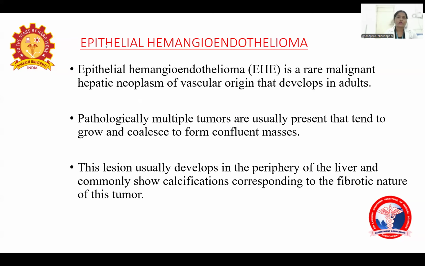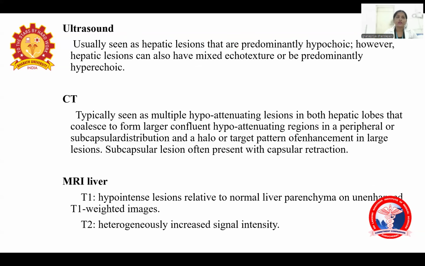Next, moving on to epithelioid hemangioendothelioma. It is a rare malignant hepatic neoplasm of vascular origin that develops in adults. Pathologically, multiple tumors are usually present that tend to grow and coalesce to form confluent masses. This lesion usually develops in the periphery of the liver and commonly shows calcifications corresponding to the fibrotic nature of the tumor. In ultrasound, they are seen as hepatic lesions that are predominantly hypoechoic. However, hepatic lesions can also have mixed echogenicity or can be hyperechoic.